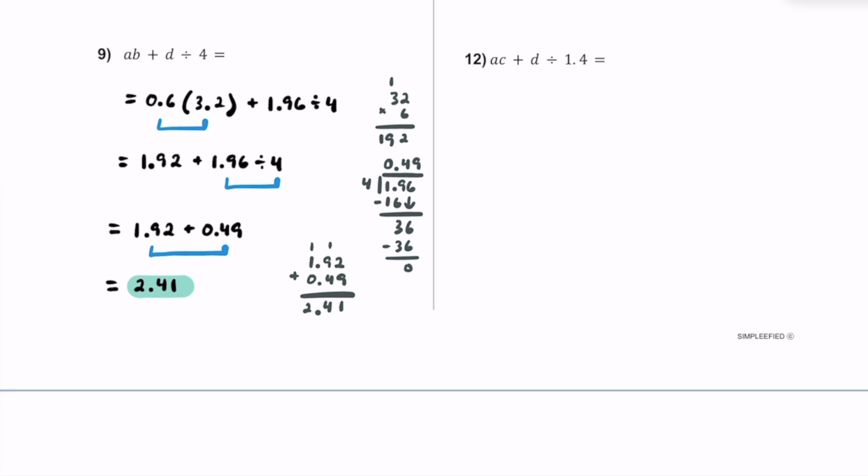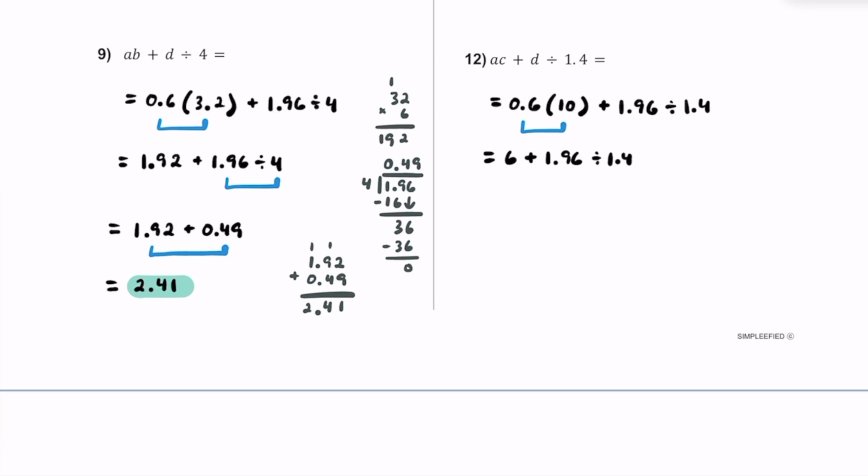All right, here is one final practice problem. For number 12, we have first substitution here. We have A times C, so A is going to be 0.6. C is going to be 10, so it's 0.6 times 10. That won't be too bad. Plus D, this part might be a little bit more work here. So for D, we have 1.96 divided by 1.4. Okay, so let's see here. Out of all the things we have here, let's start with multiplication. Going from left to right, 0.6 times 10, or 6 tenths times 10 is just 6, right? So we have 6 plus 1.96 divided by 1.4.